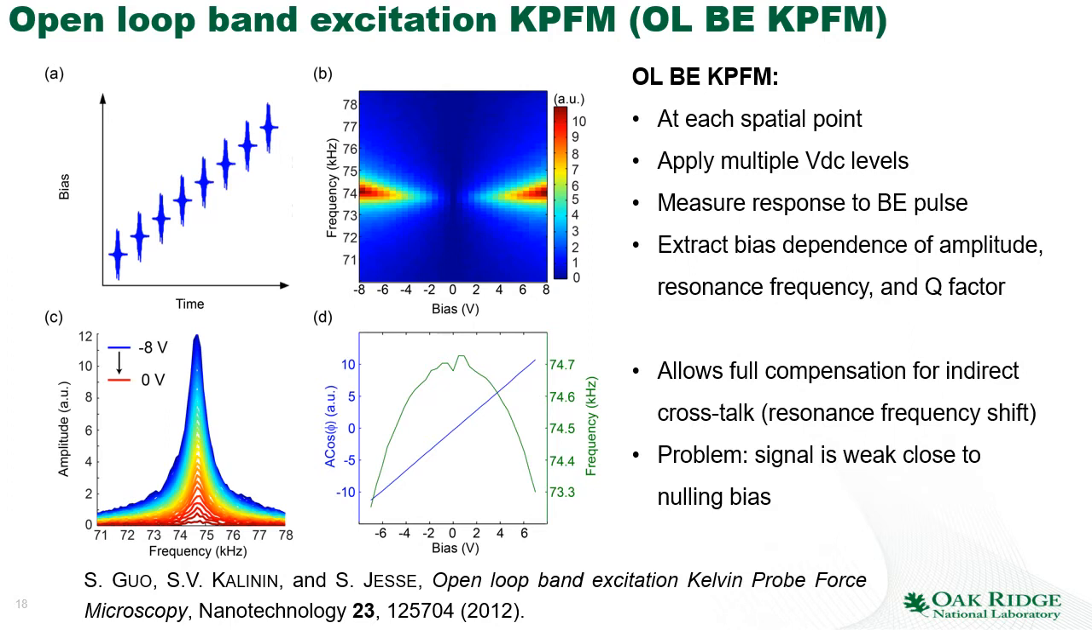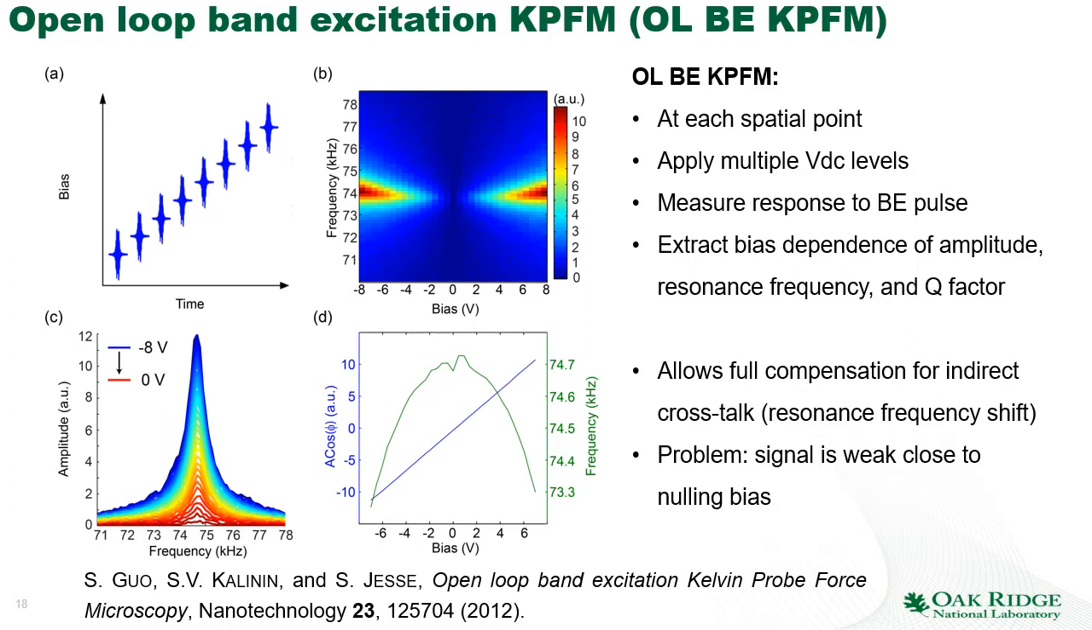So this is just a parabola. But interestingly, we also get it from the amplitude. So in some sense, we measure surface potential in a way that combines both the amplitude-based KPFM and the frequency-based KPFM, exactly because we measure amplitude and frequency at the same time. And this approach allows the full compensation for any kind of crosstalk, for example, the resonance frequency shifts.